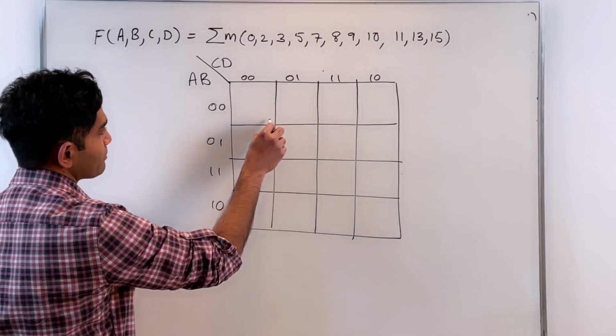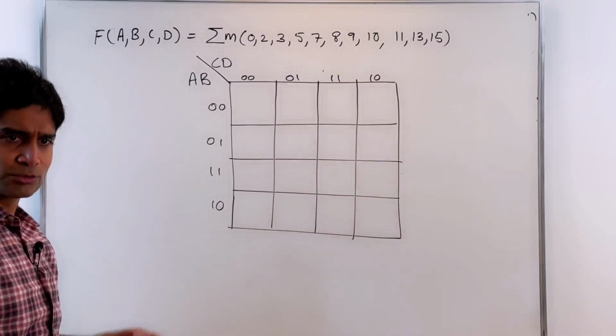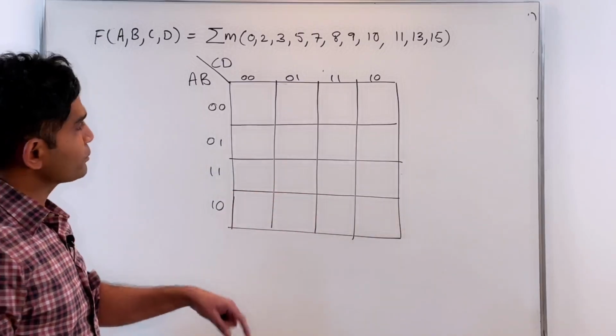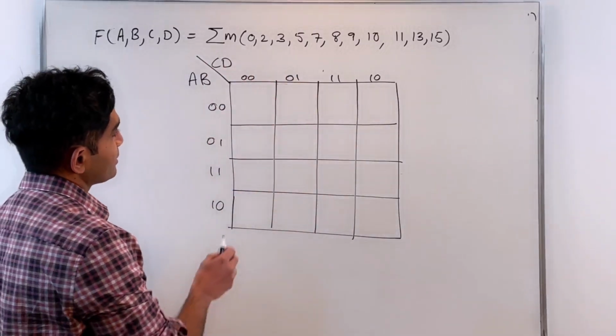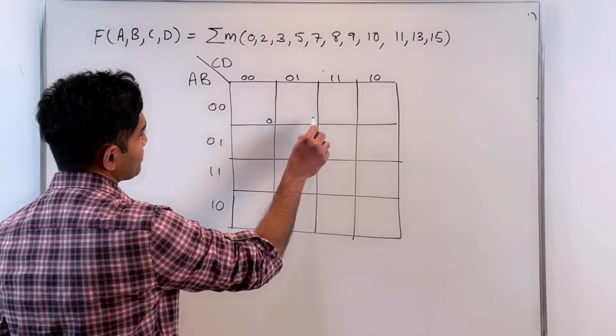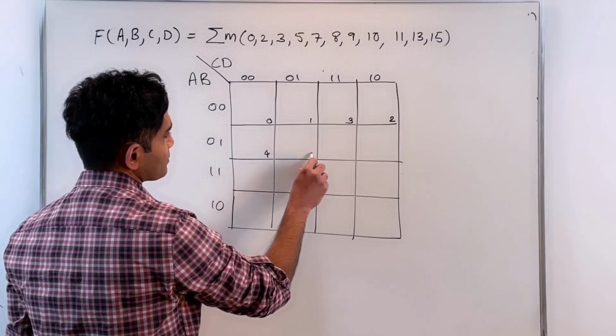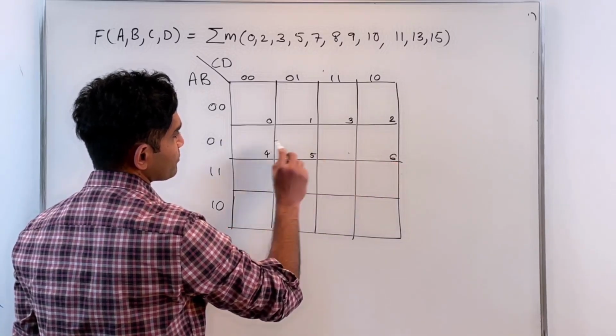Okay, then put down the numbers. You'll see that once you get used to working with K-maps, after a while you don't even have to put down the numbers. You can directly write down those ones in the corresponding cells. But now let me put down the numbers anyway. Those are the minterm positions: 4, 5, 6, 7.